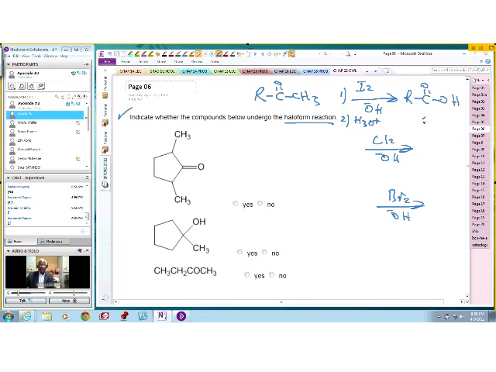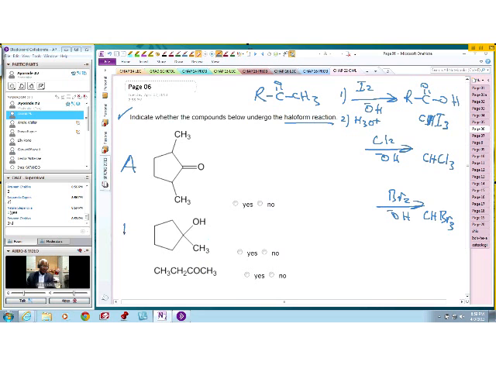The same thing will happen here. Of course, here you form, sorry about that, here you form the iodoform right here. You form iodoform. Here you form chloroform, and here you form bromoform. Now, which one of these will undergo the haloform reaction?